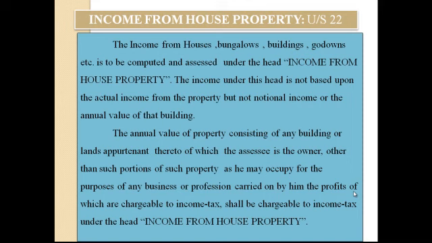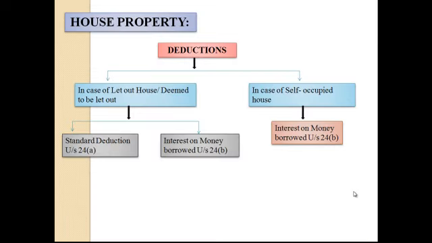The second head of income under the Income Tax Act is income from house property. The income from houses, bungalows, buildings, godowns is to be computed under the head income from house property. The income under this head is not based upon the actual income from the property, but on the notional income or annual value of that building. The annual value of the building consists of any building or land appurtenant thereto of which the assessee is the owner, other than such portion of such property as he may occupy for the purpose of any business or profession carried on by him, the profits of which are chargeable to income tax under the head income from house property.